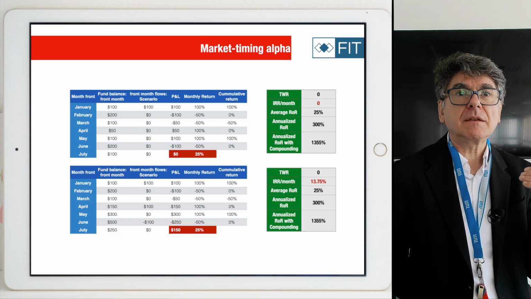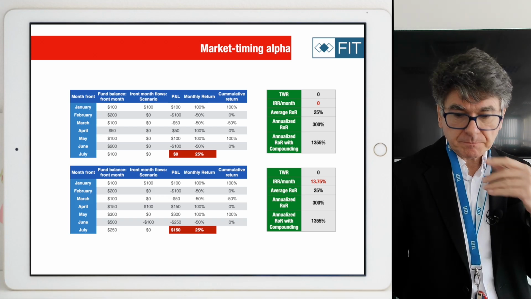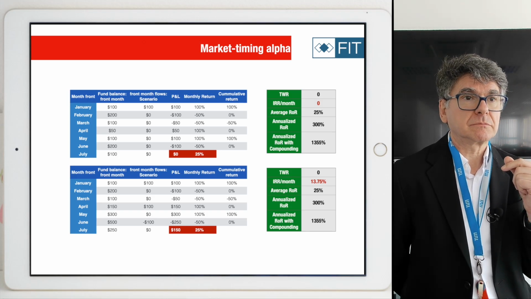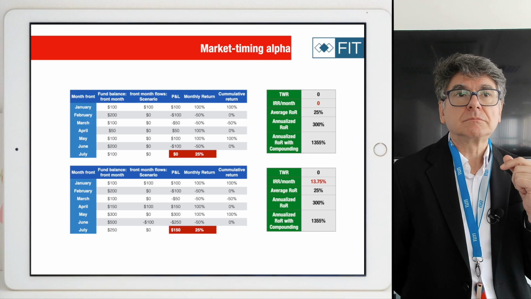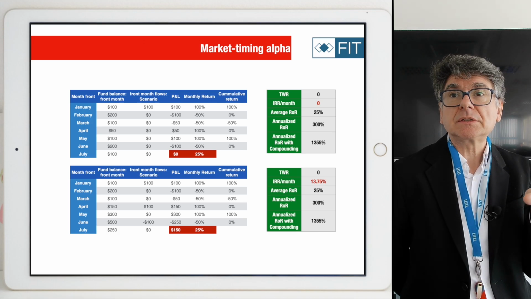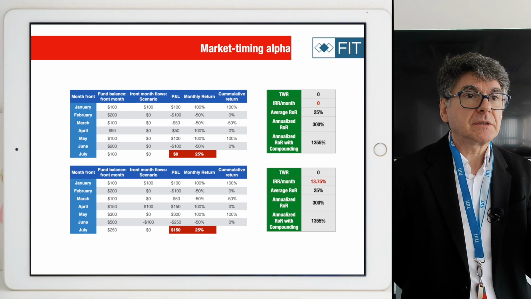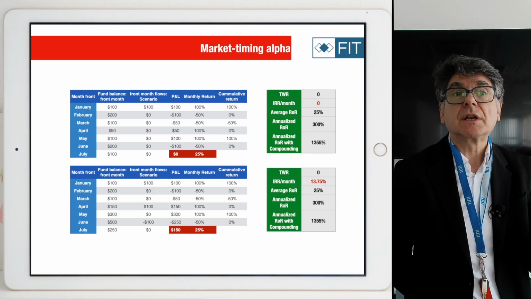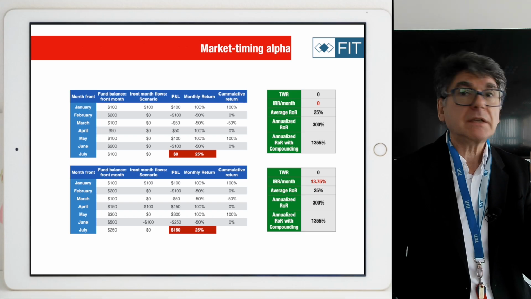At the end of the day, he's making 250% return. And all he did is come in and out of the fund, or come in and out of the asset or the stock, whatever it is, at the right time. Yes?